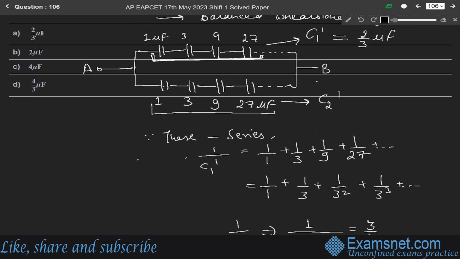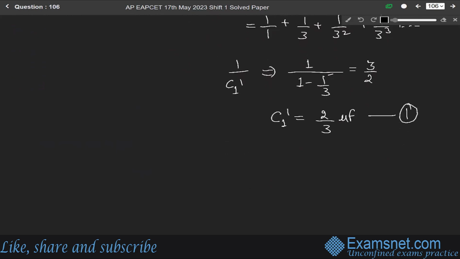Now similarly, these are all the same, 1, 1, 3, 9, 27, like in this. So its equivalent capacitance will also be 2 by 3 microfarad. So C1 dash is 2 by 3 microfarad. Similarly, C2 dash will be 2 by 3 microfarad. Let us say this is equation second.